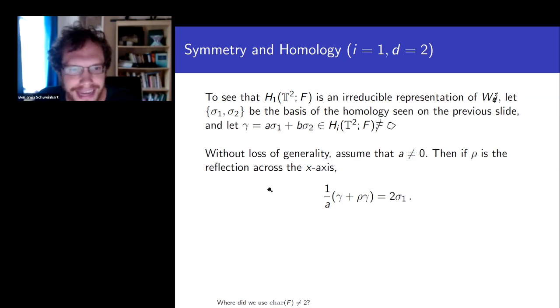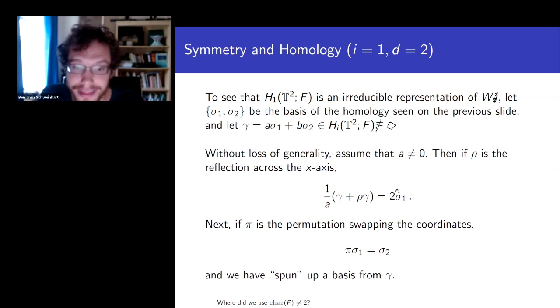So if we do that, then if we take 1 over A times gamma plus rho gamma, you'll see that our sigma 2 term will cancel out. Yep. We add it, and then its reflection across the x-axis, we get it to cancel out. And since we divide by A, we get 2 sigma 1. Okay. So we've shown we can spin up one of the basis elements from any non-zero element of the homology. And then given one of the basis elements, we can just permute it to get the other basis element.